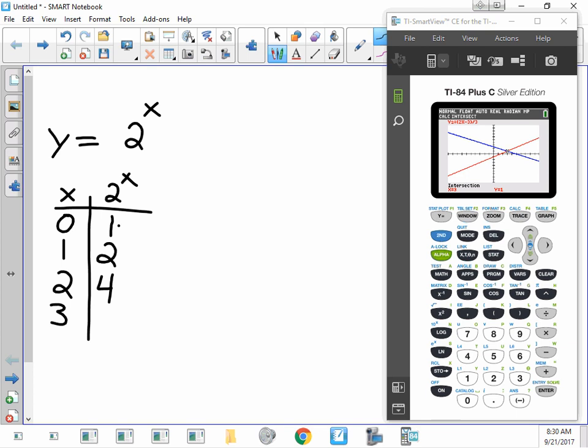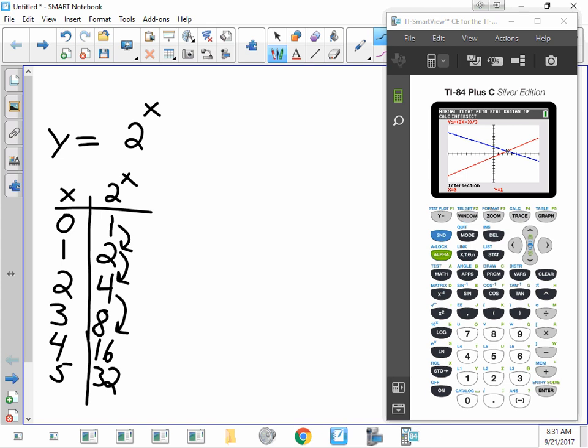So what's the pattern from here to here? Times 2. What's the pattern from here to here? Times 2. So this one should be 8, and 4 would be 16, and 5 would be 32. So we're doing the same thing over and over and over, but this time instead of adding or subtracting, we're multiplying. So that x value just tells us how many 2's.